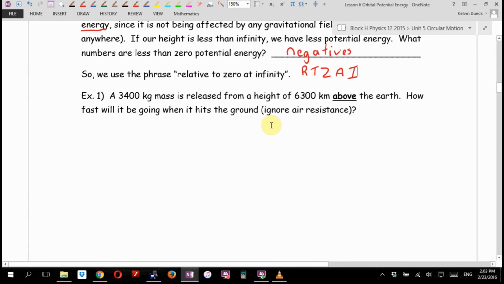Let's look at stuff dropping from the sky. The sky is falling. A 3,400 kilogram mass, let's say a satellite that is no longer working properly, is released from a height of 6,300 kilometers above the Earth. How fast will it be going when it hits the ground if we ignore air resistance? Is there a change in height? Yeah. While there isn't a yucky, curvy path, are we cosmic here? Are we in outer space?